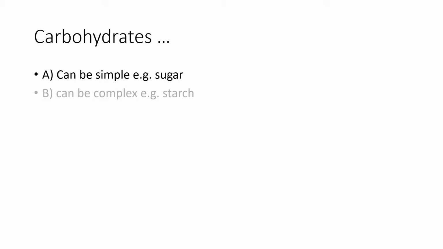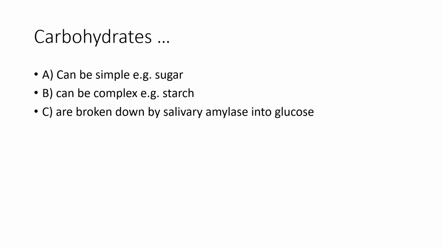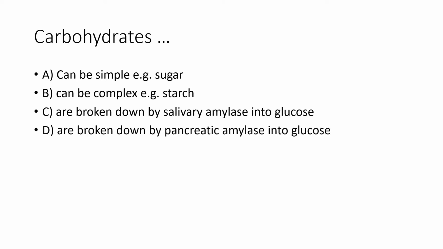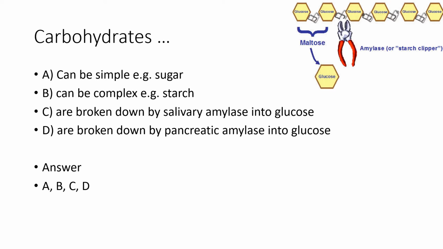Next up we have carbohydrates. Can they be A, simple, for example sugar, B, complex, for example starch, C, broken down by salivary amylase into glucose, or D, broken down by pancreatic amylase into glucose? Well, the answer is A, B, C, and D. Excellent revision there on carbohydrates.